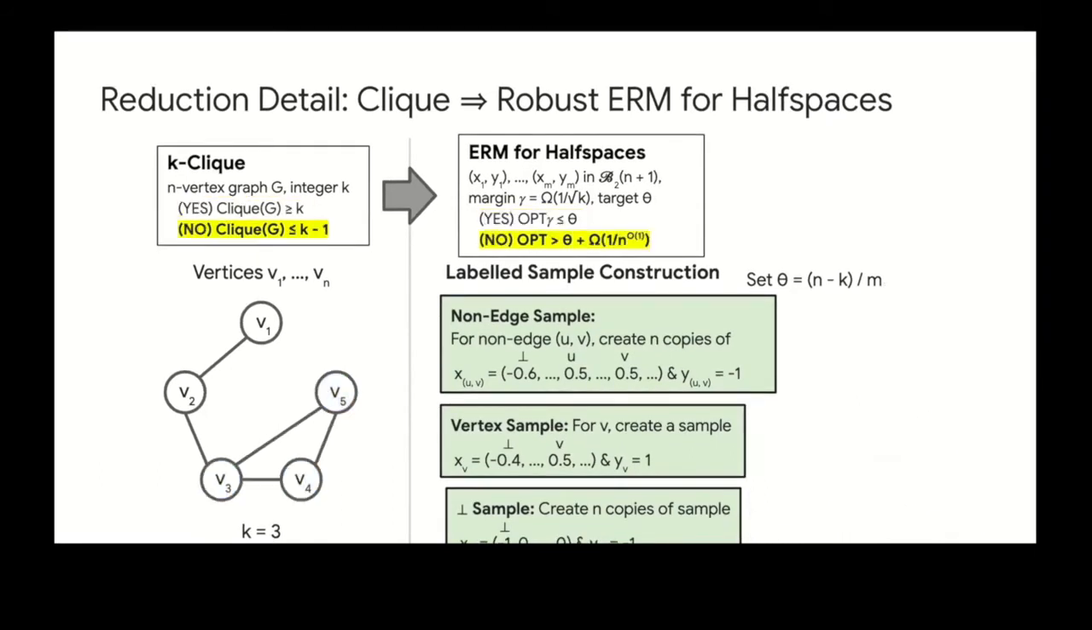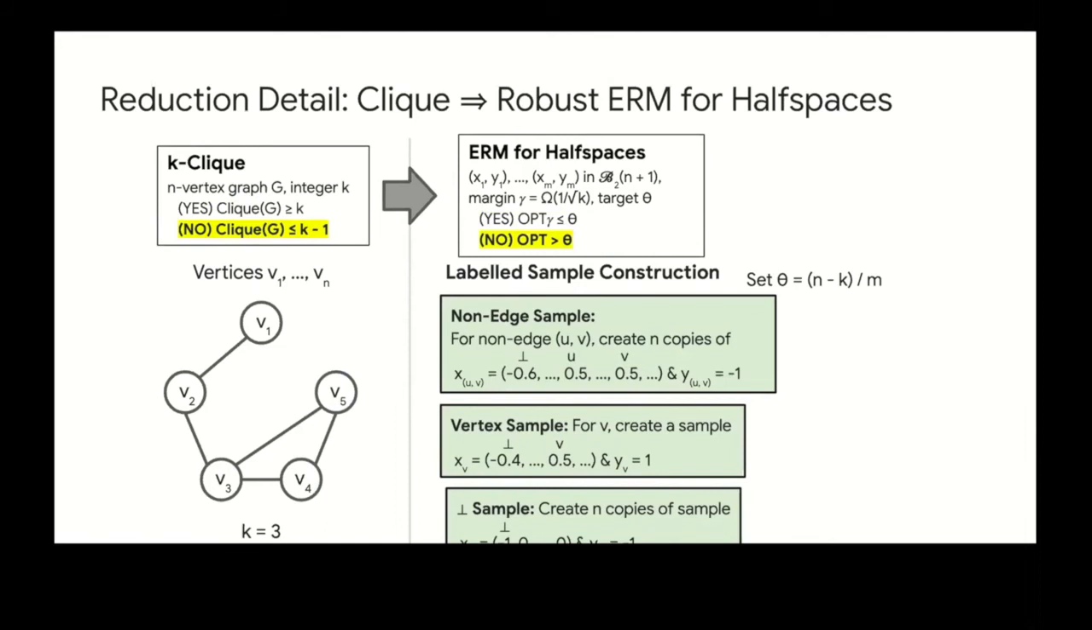Okay, so in the no case, we want to show that when the max clique size is at most k minus 1, the OPT in the ERM for half space has to be at least theta plus some 1 over poly in n. Now first, let me note that this poly term we don't have to worry about. The reason is that we have only m samples anyway, and m is polynomial in n. So if the optimum is greater than or equal to theta plus 1 over m, we can ignore it.